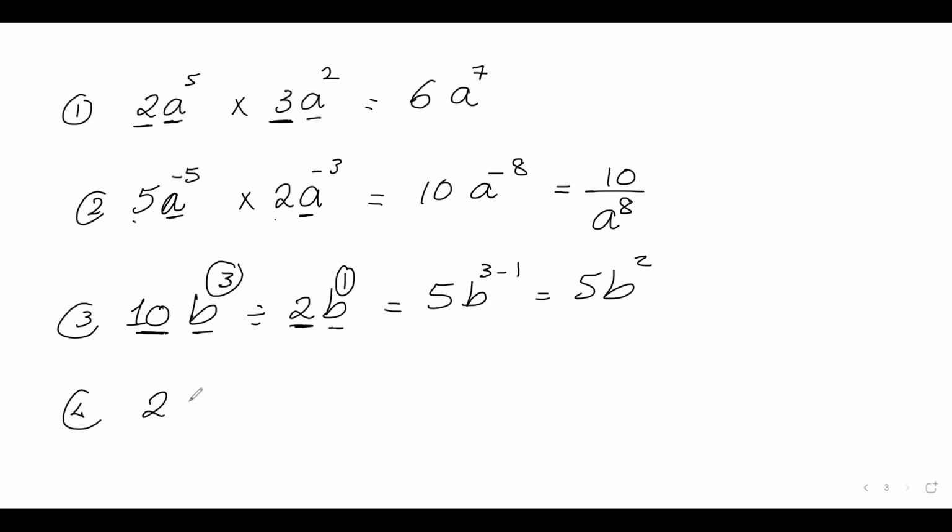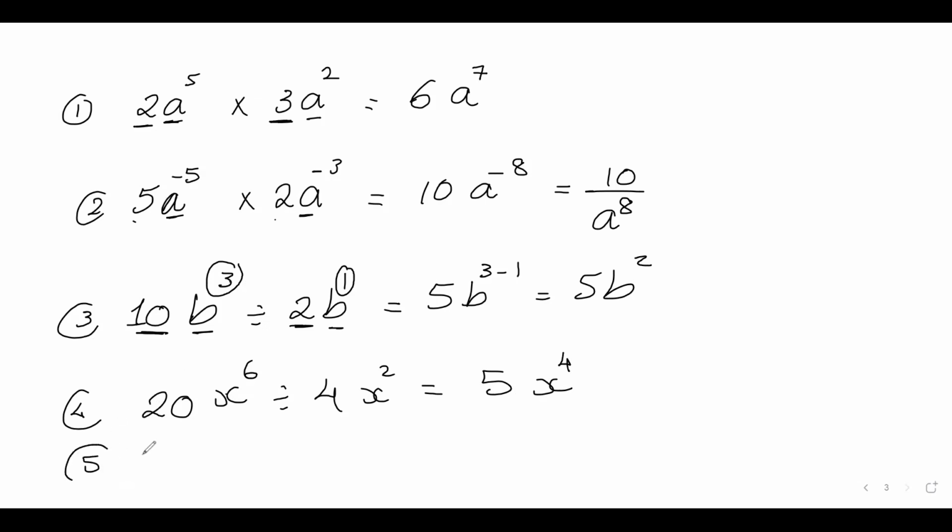Question 4, I have 20 x to the power of 6 divided by 4x to the power of 2. 20 divided by 4 is 5. X and x, same base, so I will drop it. 6 minus 2 will give me 4.